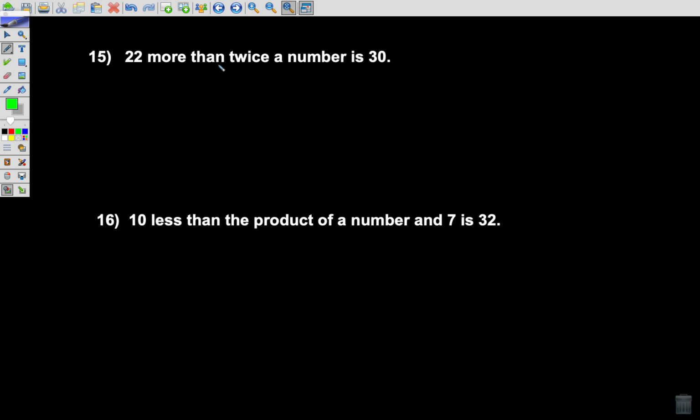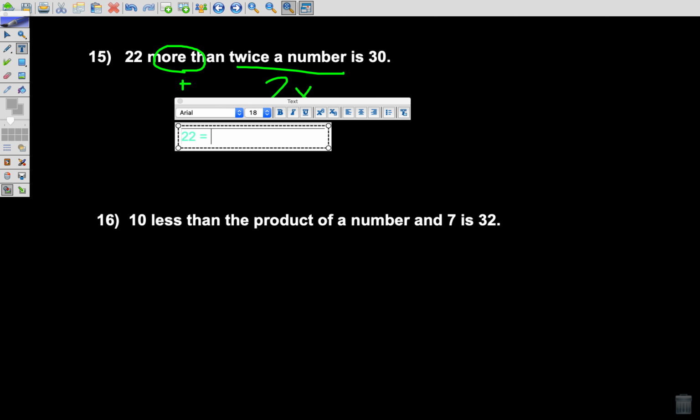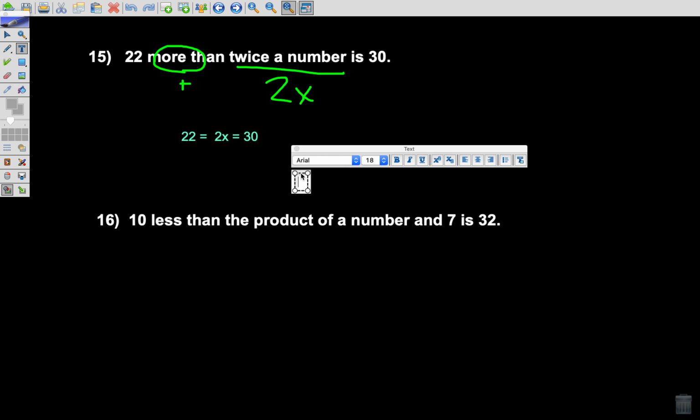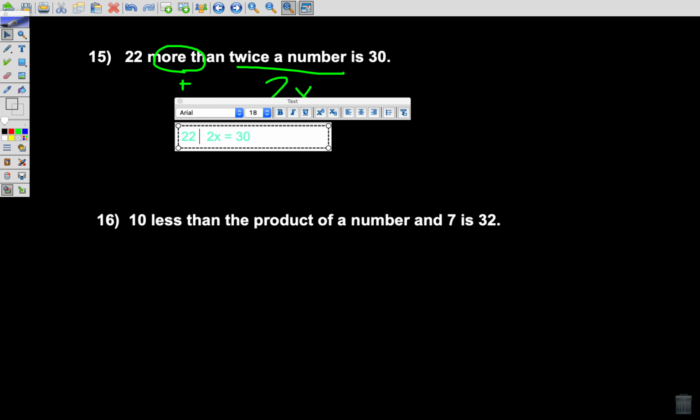Next up, 22 more than twice a number. All right, more means plus, twice a number, 2x. So read it through again symbolically. 22 plus 2x is 30. So you're going to have 22 plus 2x equals 30. Oops, got to get a plus sign in there. There you go.